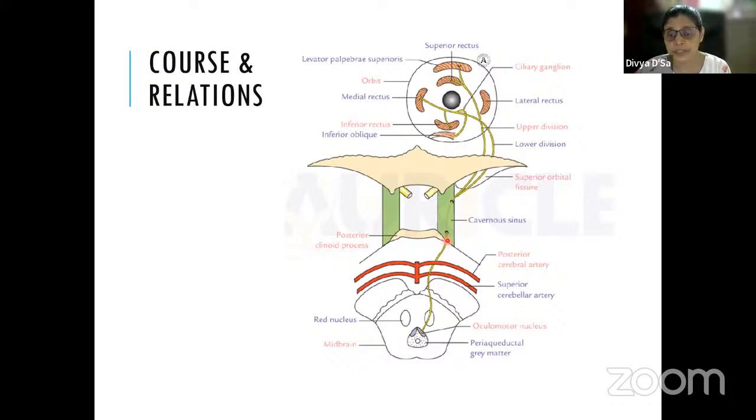After it pierces the pia and arachnoid mater, it passes through the lateral wall of the cavernous sinus, lying above the trochlear nerve. In the anterior aspect, it divides into upper and lower divisions, and passes through the middle part of the superior orbital fissure, within the tendinous ring of Zinn. So that is its course.